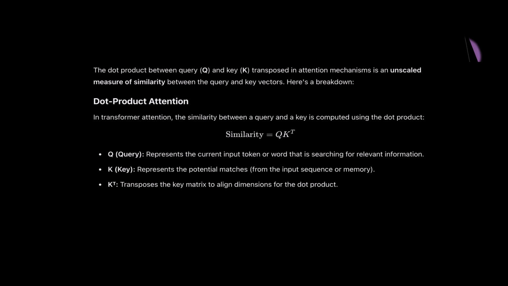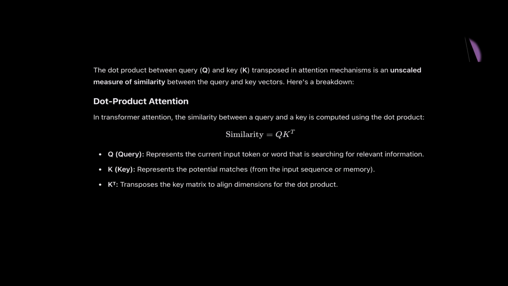Here Q stands for the query, which represents the current input token or word that is searching for relevant information. This query is the prompt the model is trying to process. K represents the key, which holds potential reference points from either the input sequence or stored memory. Essentially, it's what the query compares itself against to find related information.